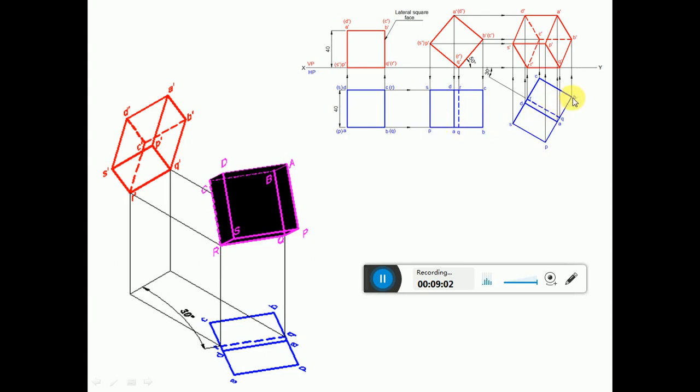From B you cut an arc on this to get this point P. Similarly from B you measure the length up to A. From B you cut an arc on this to get this point A. Then complete the view of the third position top view.